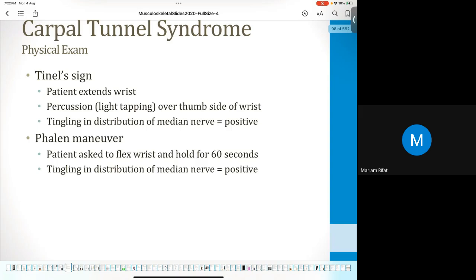The other one is Phelan sign, which is really simple. You are going to tell the individual to flex his wrist for 60 seconds. And after that flexion, he's going to have tingling sensation again, right? In the distribution of the median nerve.